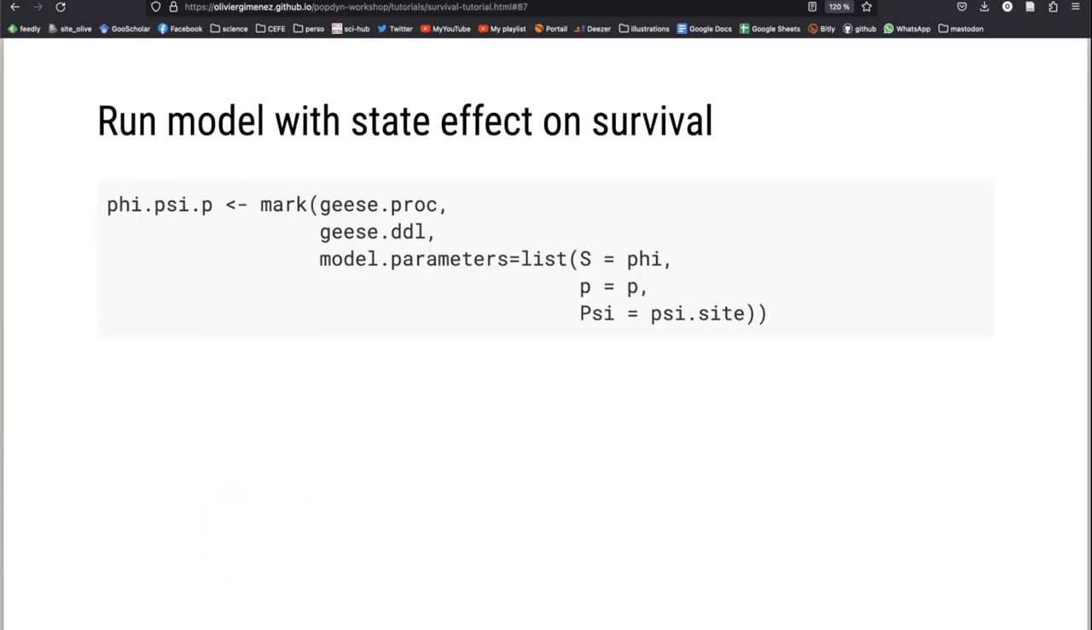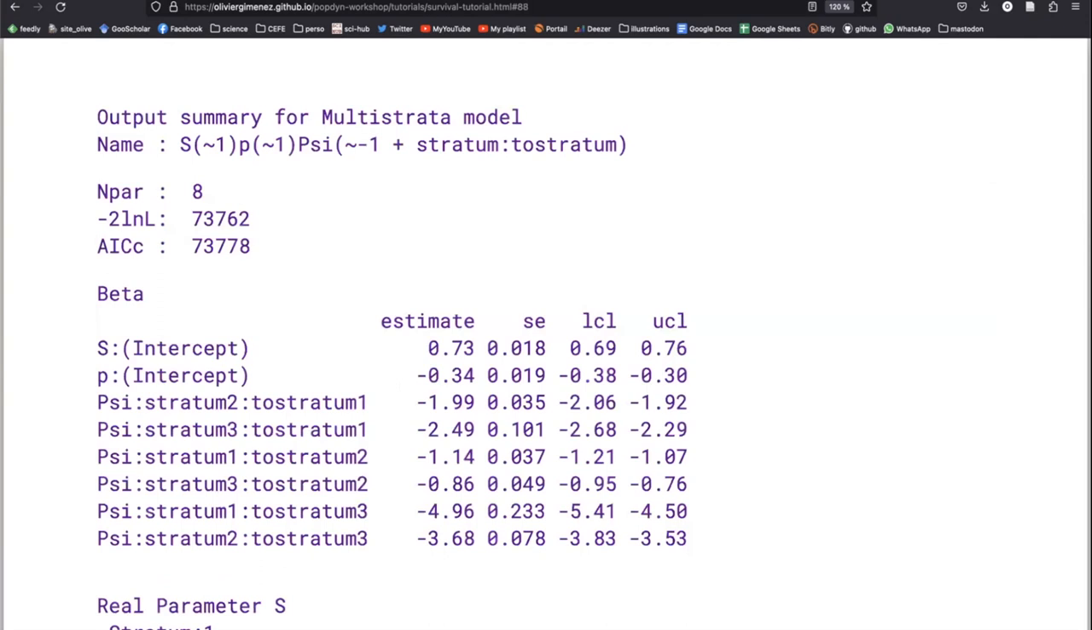Okay, we're going to run another model without a site effect in survival. Oh, there is a typo here. So now we're using our phi list formula, where survival is constant, and we want to test: is there a site effect on survival? So we run this model, and then you estimate only one survival probability, one detection probability, still constant, and six transition probabilities like before.